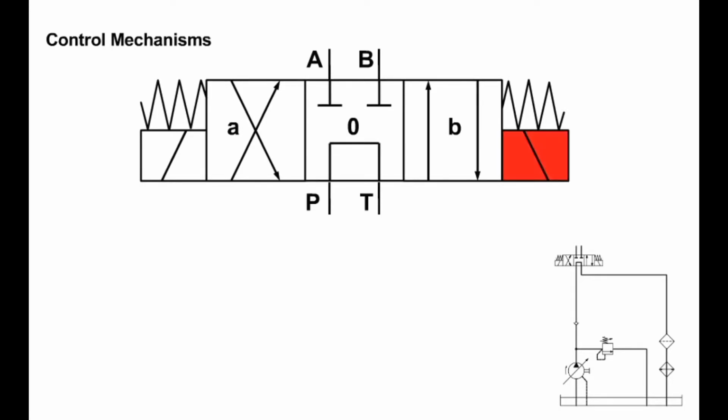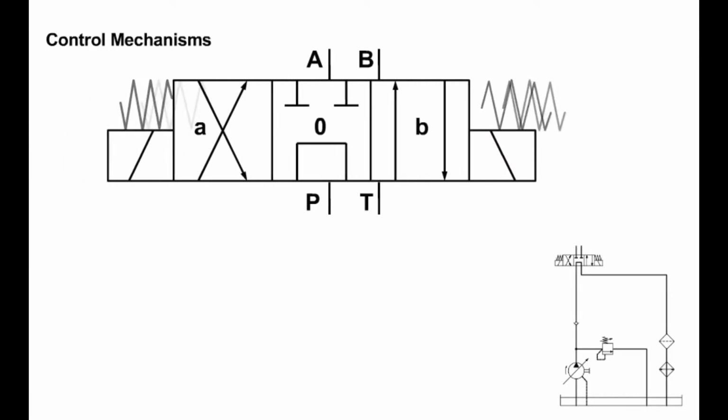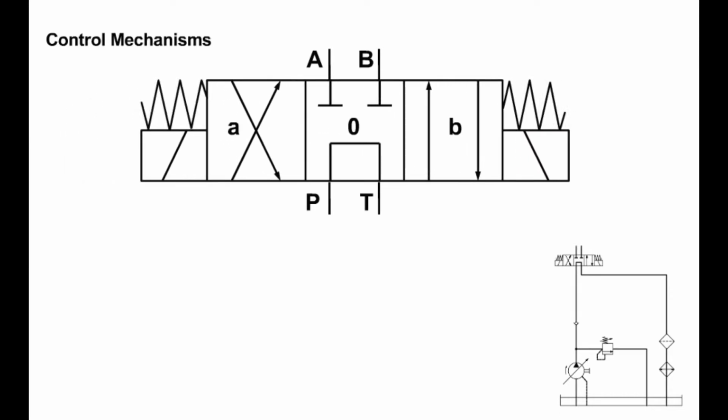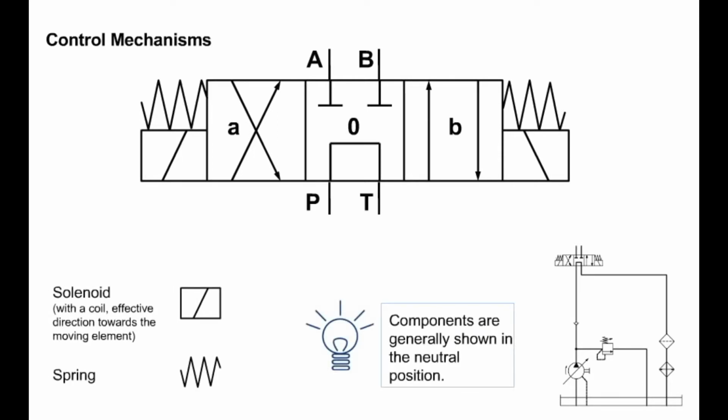When a voltage is applied to the right solenoid, the solenoid pushes the piston into spool position B. Now the flow is from P to A and from B to T. After the voltage has been removed, spring action returns the valve to spool position 0. This is the neutral position of the directional control valve. It should be noted that graphical symbols are generally represented in the neutral position of their respective components.